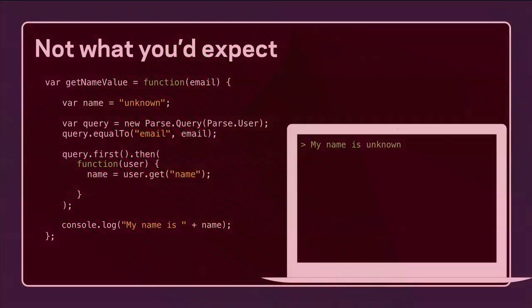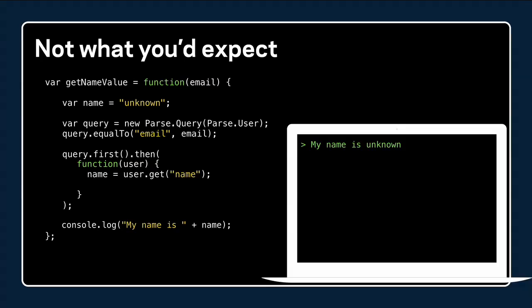It did not execute in the order that you might think it does. The reason for this is that when you're using network operations, they are asynchronous. They don't block the execution of your code. So in this case, when we are printing out the value of the name, that line is actually running before the callback is running.